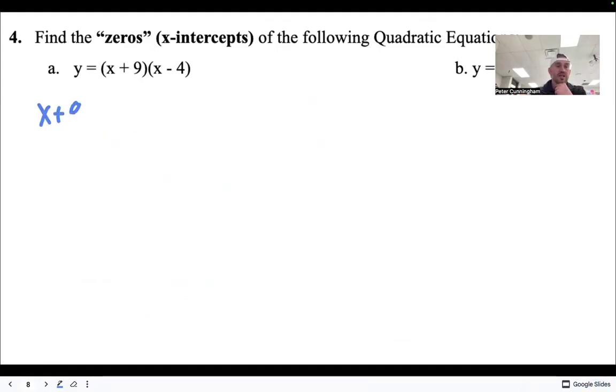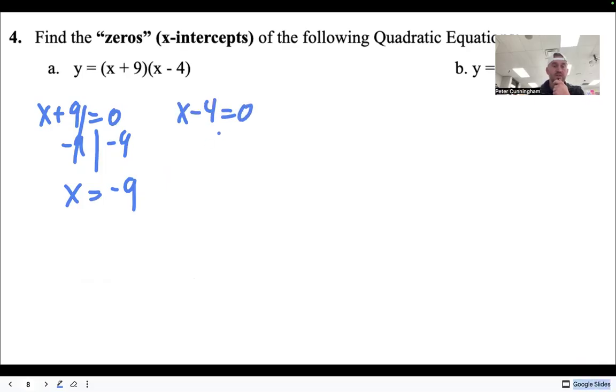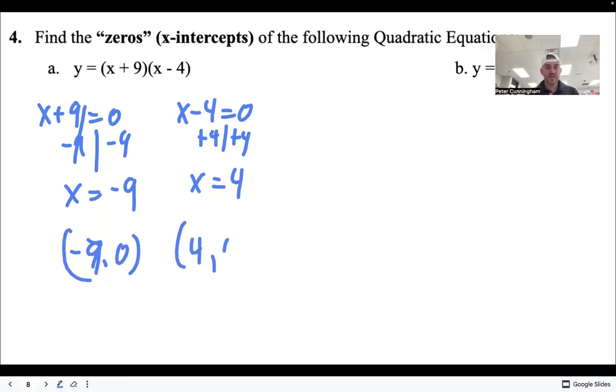Okay, x plus 9 equals 0. Solve that. X equals negative 9. X minus 4 equals 0. Solve that. X equals 4. So my two zeros are my intercepts. I can write them like that, or you can say negative 9, 0 or 4, 0. But Mr. Cunningham, can't I just put the opposite of the numbers and not have to do the work?